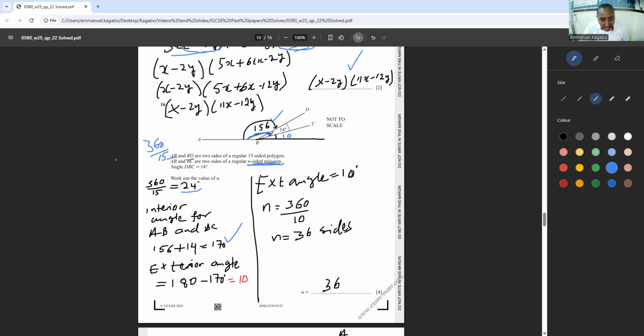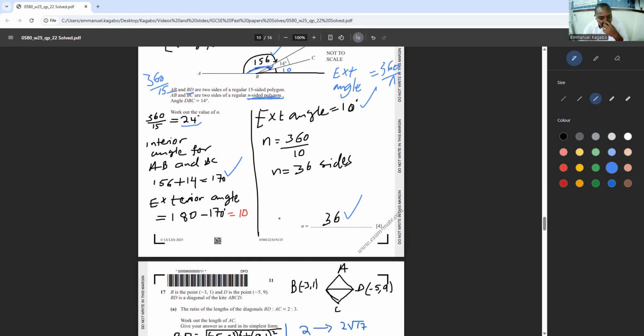Okay, very good. Now, as I said there, we need to know that the exterior angle is always given by 360 over the number of sides. Therefore, the number of sides can be 360 divided by the exterior angle. So if the exterior angle is 10, I get 360 divided by 10, and then we get 36 sides.